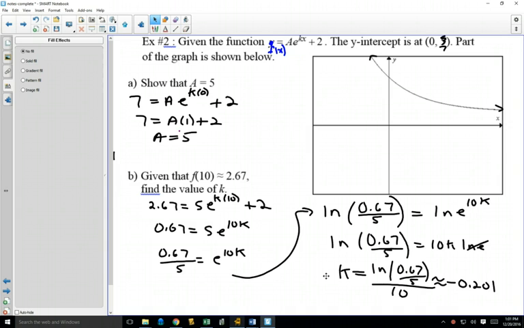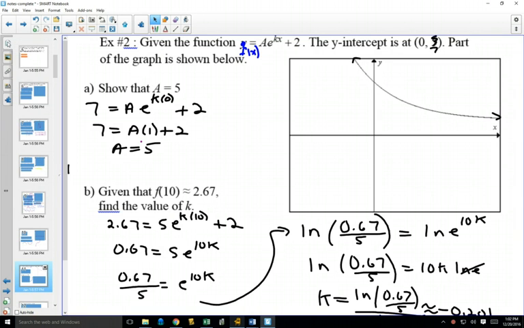The natural log of e to the 10k. Again, here, you could use log or natural log. Natural log is nice because the natural log of e is equal to 1, and so that's why it's canceled out in that second last line. Solving for k, we get approximately negative 0.201. So now that we have the value of a and the value of k, we can go to part C, find the derivative.